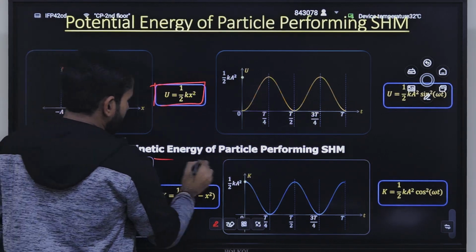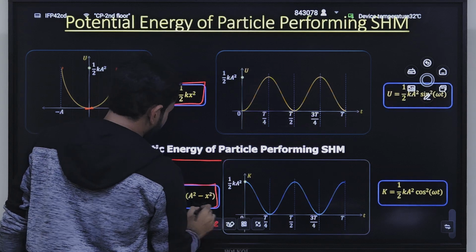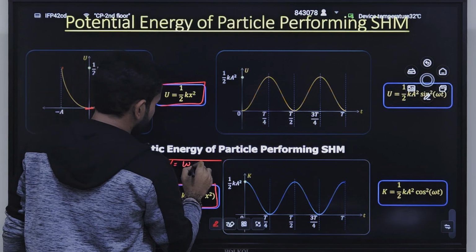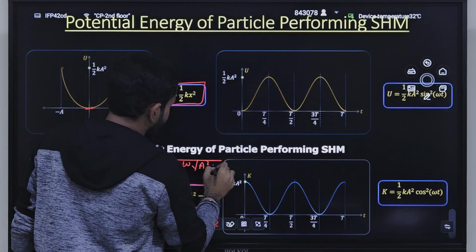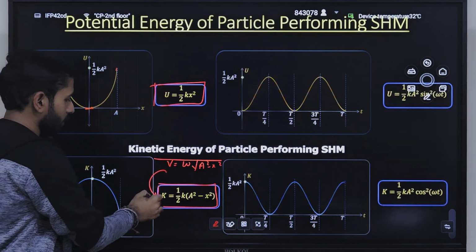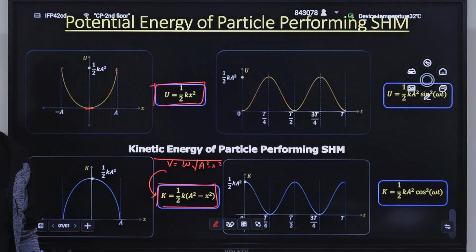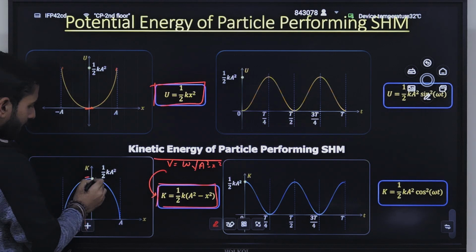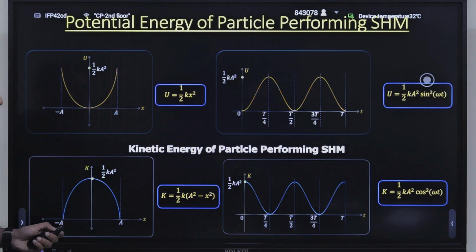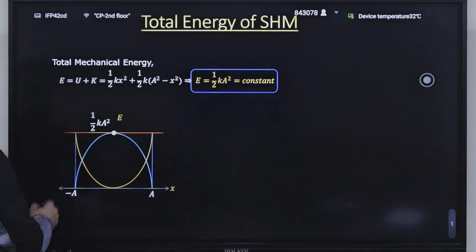Now, kinetic energy is given as half k into a square minus x square. How is it given? You know that velocity is equal to omega root under a square minus x square. Just do half m v square, and you will again have this same relation. What do you know about it? Kinetic energy is maximum at the mean position and it is 0 at the extreme positions. You have to remember these things for solving questions fast.